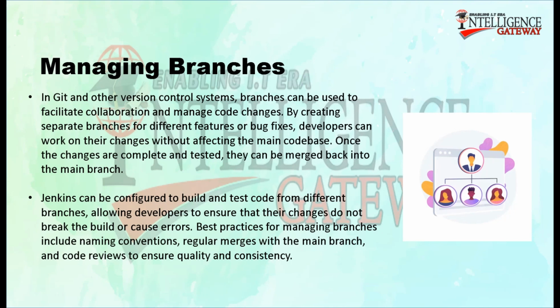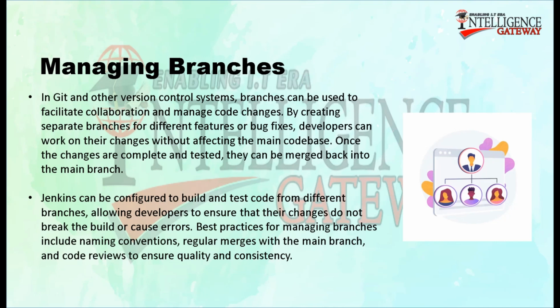Jenkins can be configured to build and test code from different branches, allowing developers to ensure that their changes do not break the build or cause errors. Best practices for managing branches include naming conventions, regular merges with the main branch, and code reviews to ensure quality and consistency.